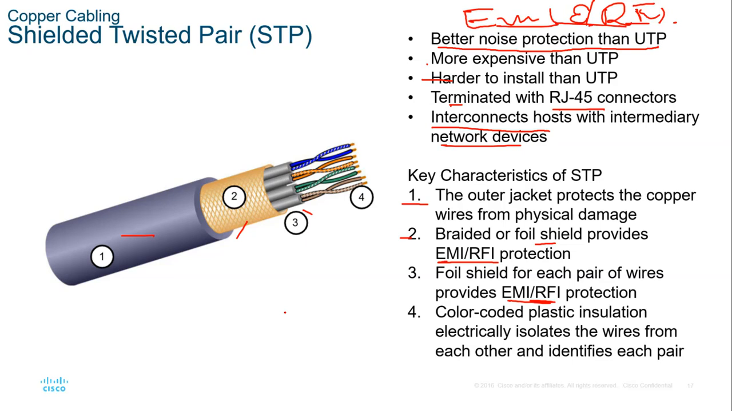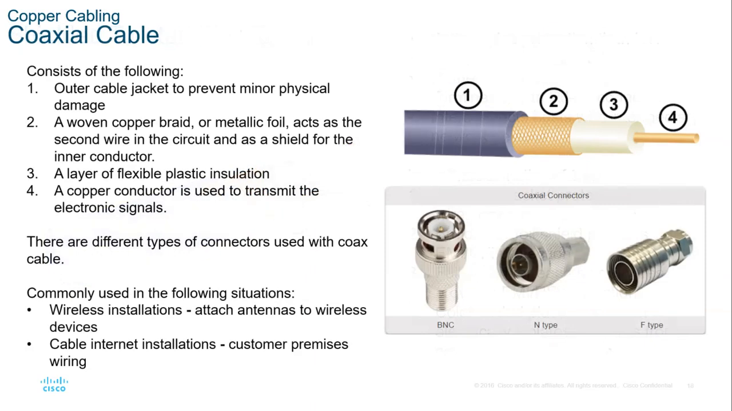from electromagnetic interference and RFI. Then the color coding does the same: it identifies the colored wires and isolates each wire from the other pairs of wires.